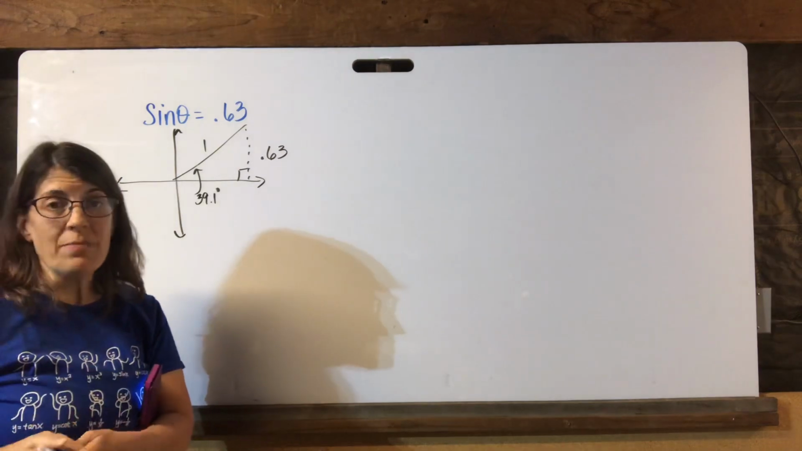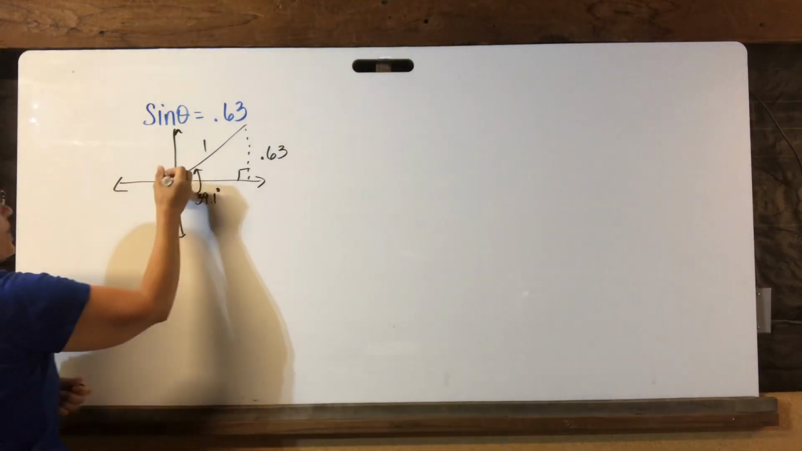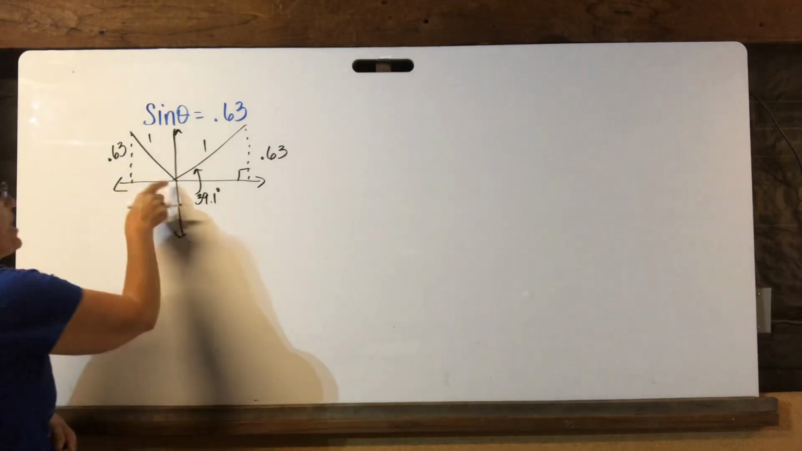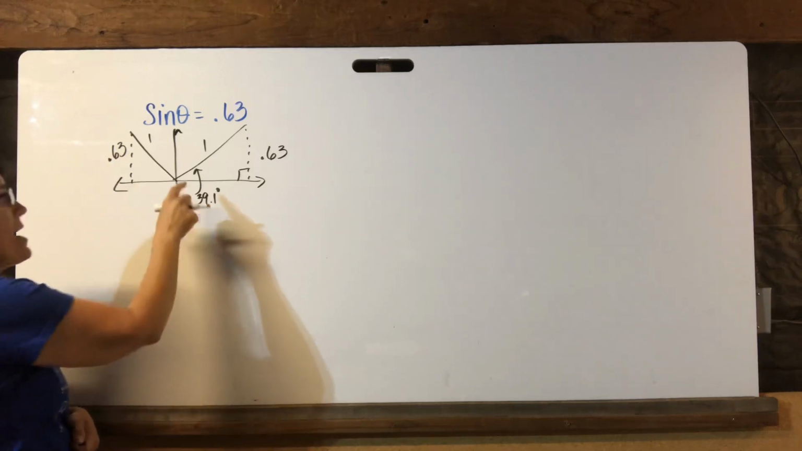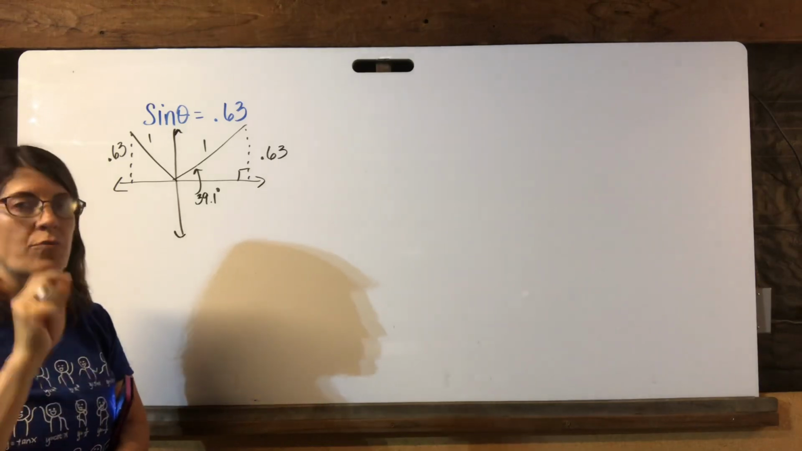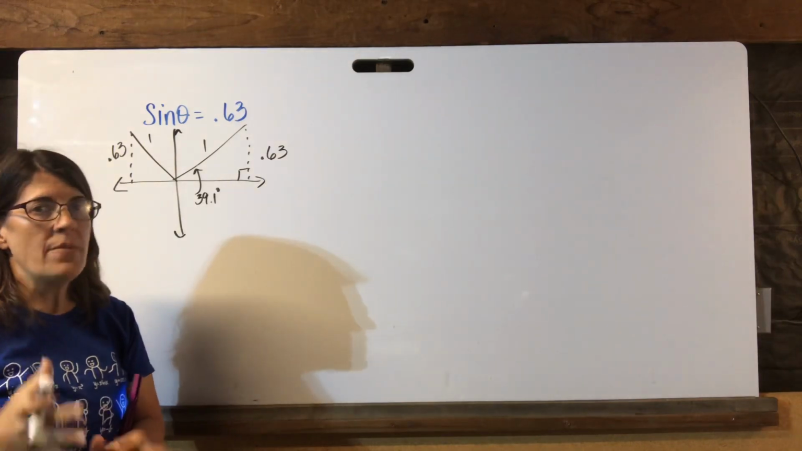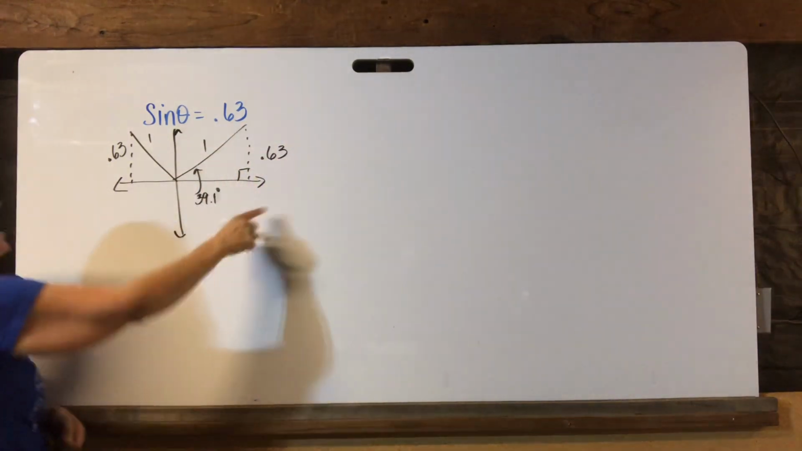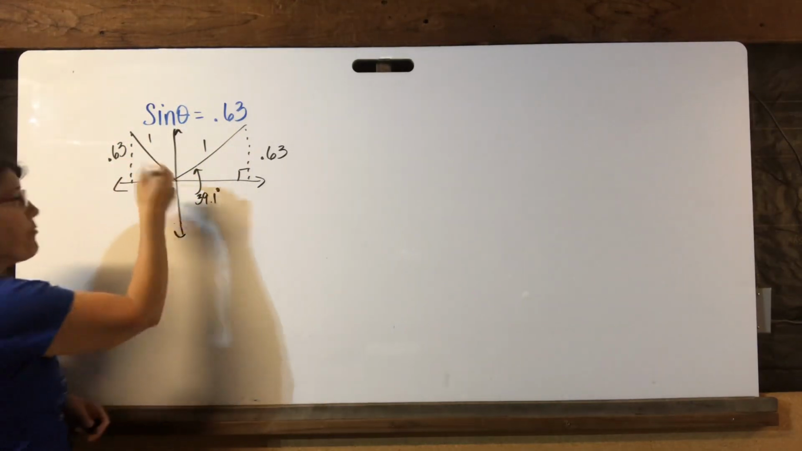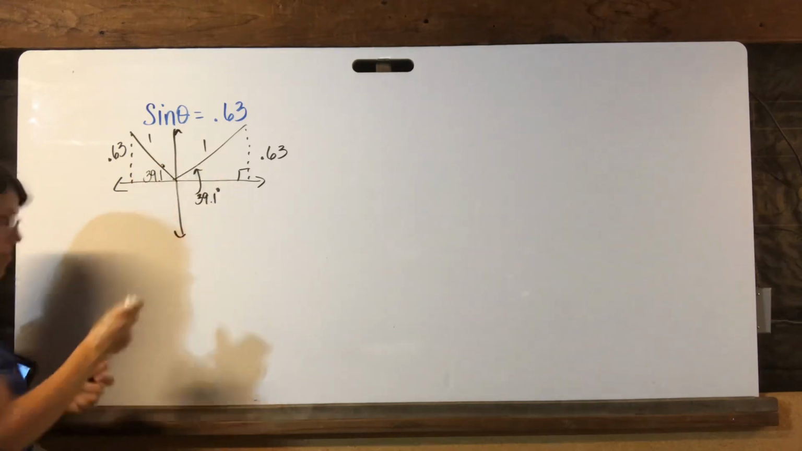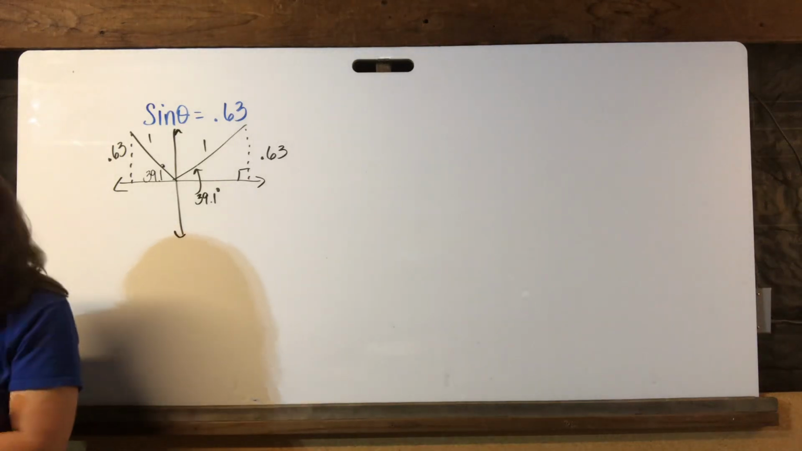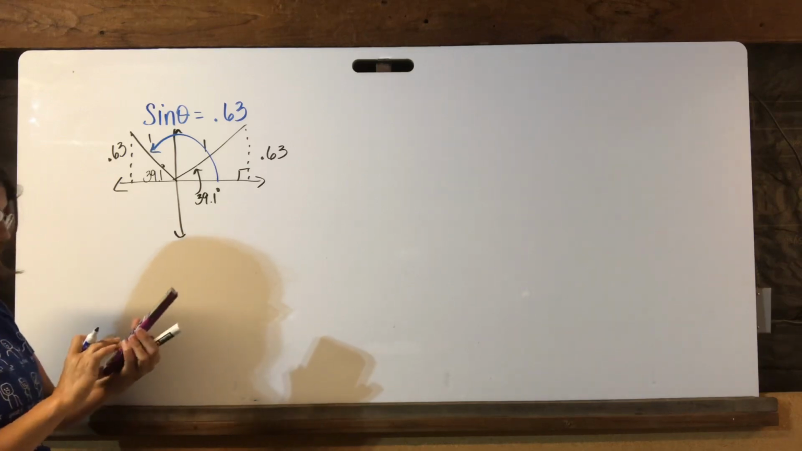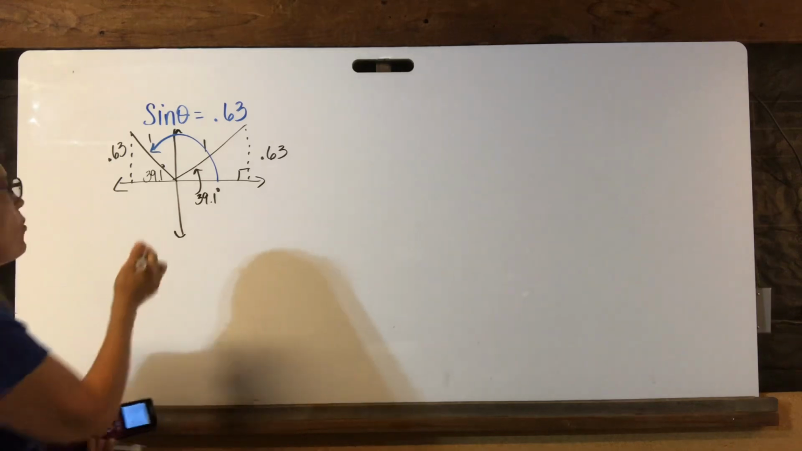Here comes the problem. That's not the only place where you can have a sine of 0.63. The sine can also be positive 0.63 in quadrant 2. So 39.1 degrees represents the reference angle. This is the whole huge concept about side-side angle. There are two places where the sine can be 0.63: positive 0.63 in quadrant 1 and positive 0.63 in quadrant 2. So the reference angle in quadrant 2 is 39.1 degrees. The value of that entire angle is 180 minus 39.1, which is 140.9 degrees.